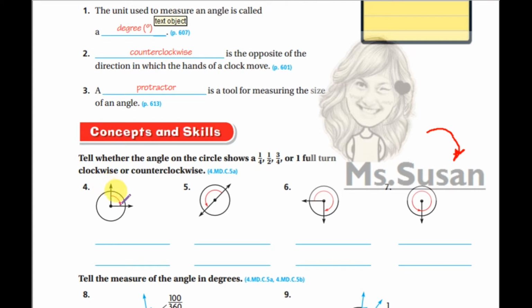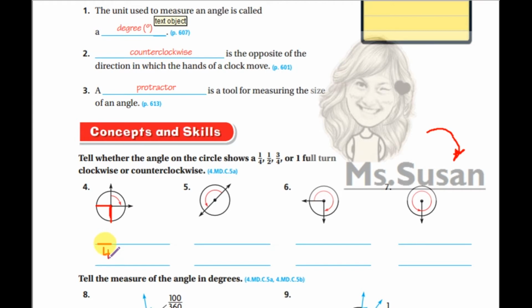What is this part? Is it a fourth, half, 3/4, or a whole one? So what is a fourth? A fourth is cutting the shape into 4 parts like that. If you complete the 2 lines, the 2 rays, it will give you 4 parts, right? 1, 2, 3, 4. So this means I cut it into 4 parts.